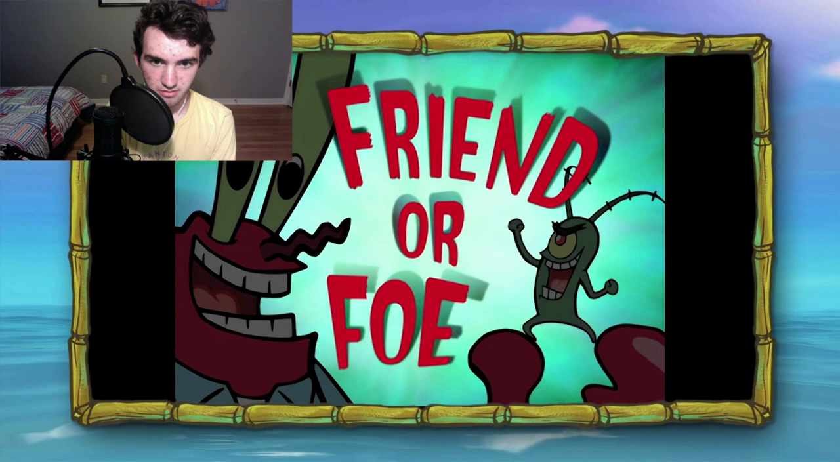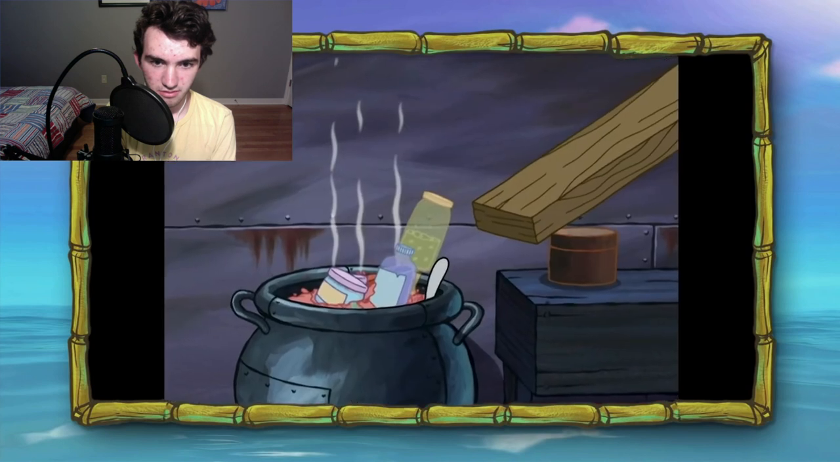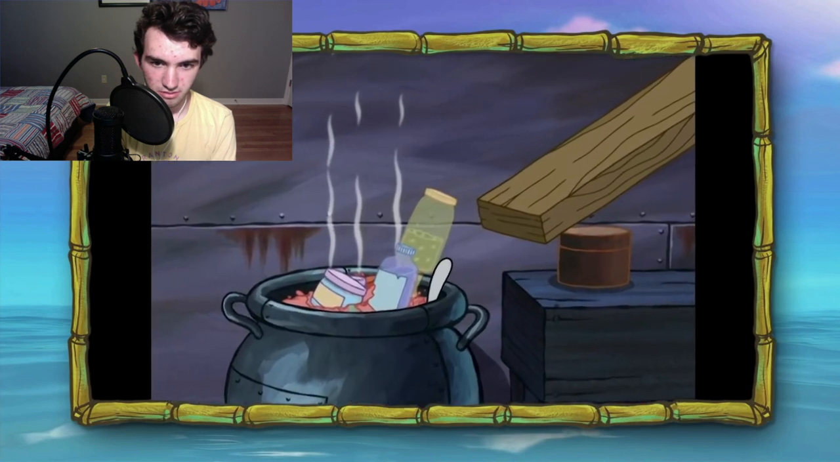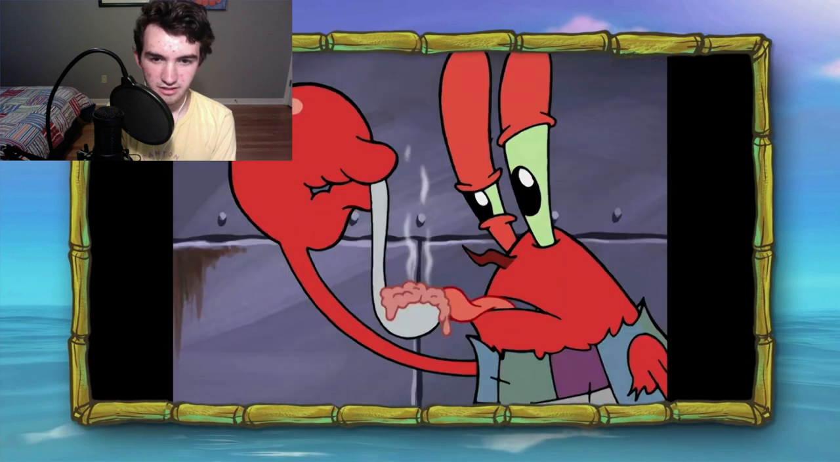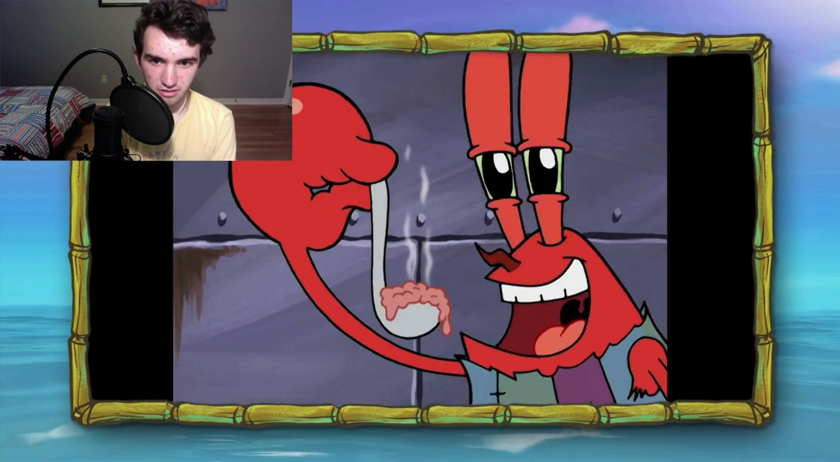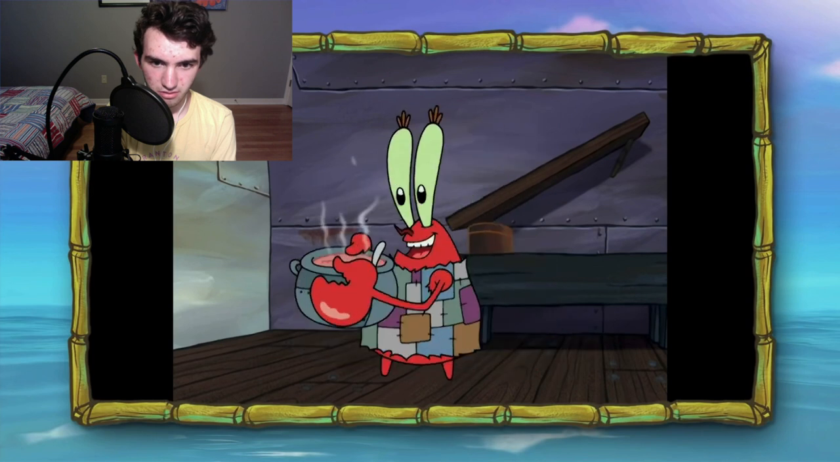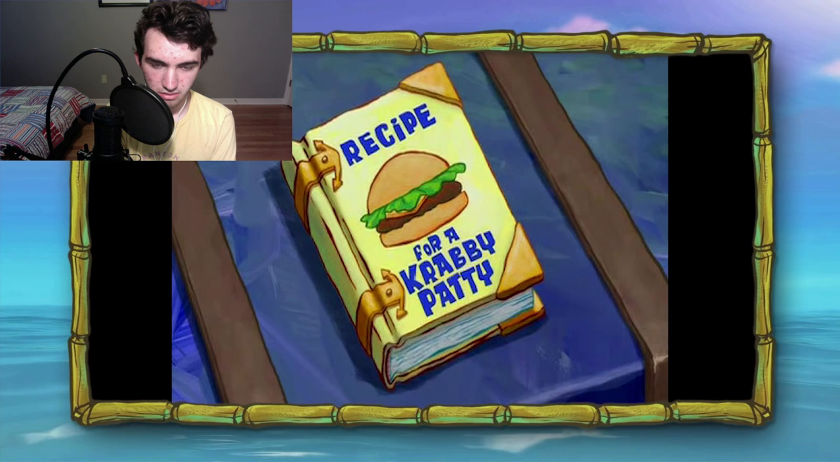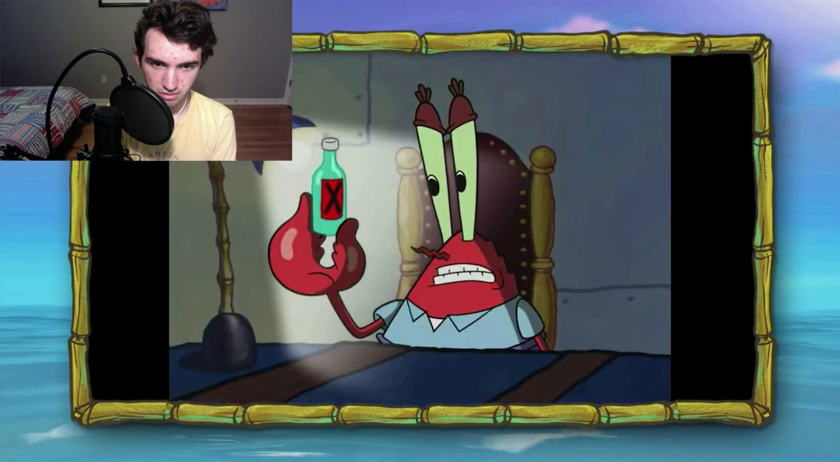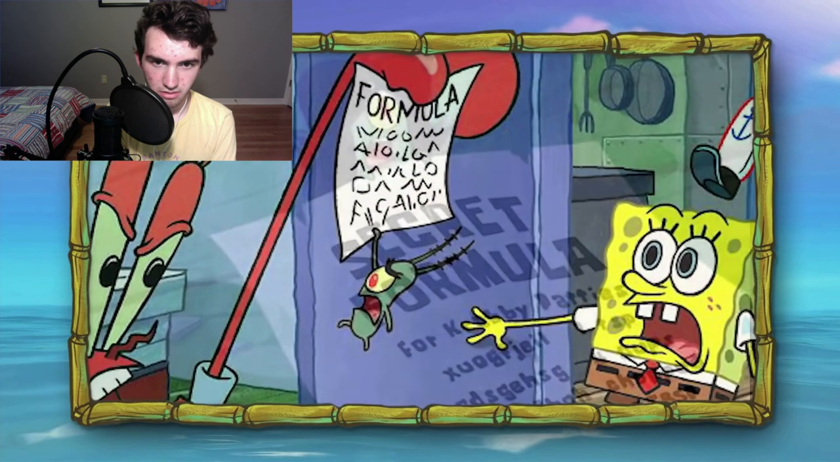But in Season 5, Episode 1, apparently Mr. Krabs discovered it on his own by accidentally mixing random ingredients together. I've done it! I discovered the perfect patty batter! Sometimes it's a secret formula, sometimes it's a book, sometimes it's a secret sauce, and any glimpse we get at the formula is just random nonsense.